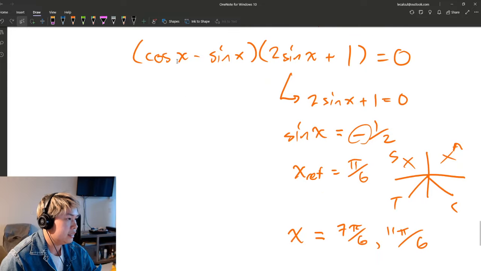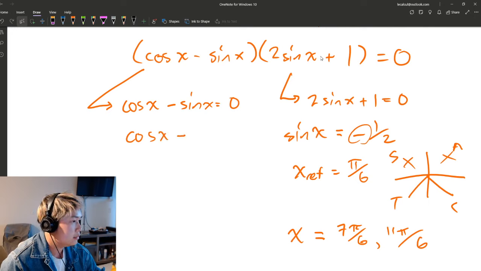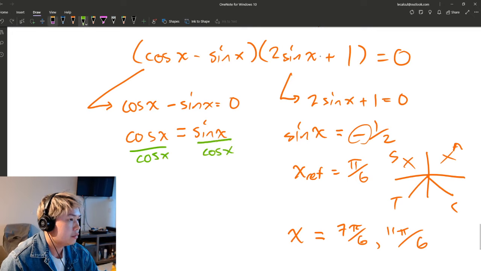And then we'll probably get another answer or two from this equation here. And then this one's a little odd, because we do have mixed ratios, but it's not that bad. First, we separate these by moving the sine x over. And then essentially we divide by cosine. So you're gonna solve this equation instead, which is 1 is equal to tan of x.